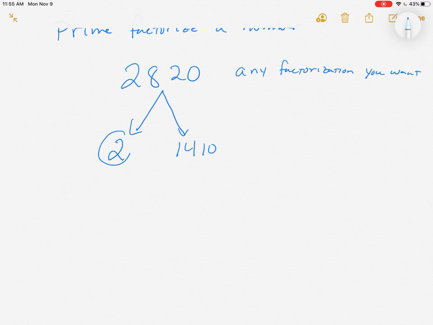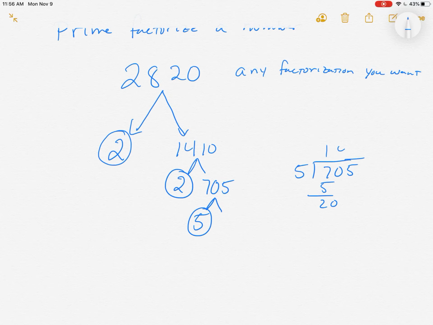Now I circled the 2 because the 2 doesn't break down anymore. I should have explained that. If I try to break down 2, can't do it. It's prime. So I circle it. 1410, definitely divisible by 2. I get 705. How about 705? What's something you know goes into that? Well, 5 does, and 5's prime, so I'm going to circle it. Now, I don't know how many times 5 goes into 705, so let's find out. 1, 5, 2, 0, 4. So you're going to have to do, I guess you have a calculator. You could do it that way.